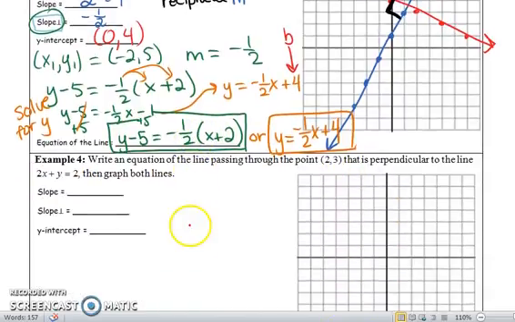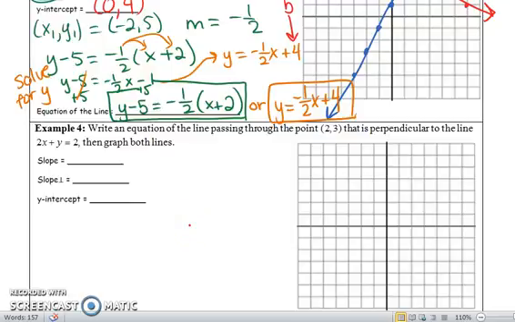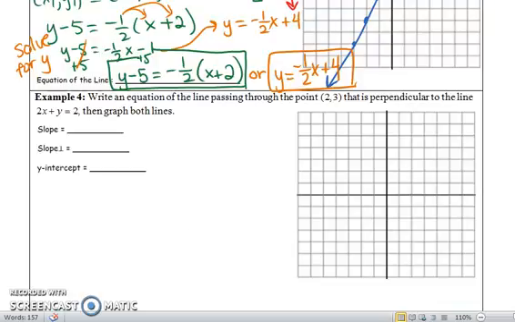So moving to example 4 is going to be very similar to examples 1, 2, and 3 that we just did. We have to find the equation of the line that passes through the point 2, 3, which is right here. And the line has to be perpendicular to this given line. But if you notice, look at the line that's given. It's not in slope-intercept form. So we need to first turn it into slope-intercept form, y equals mx plus b.